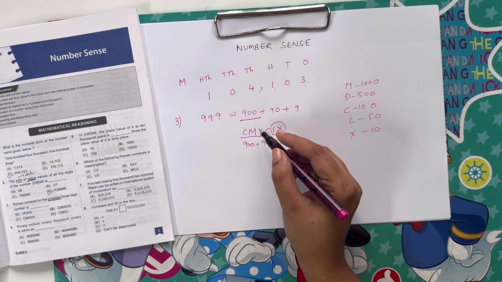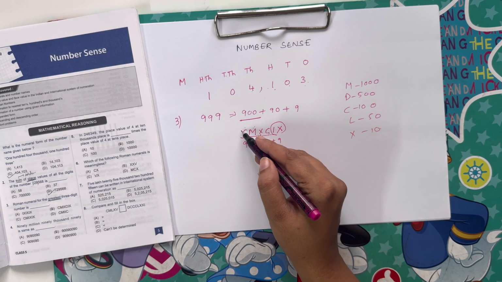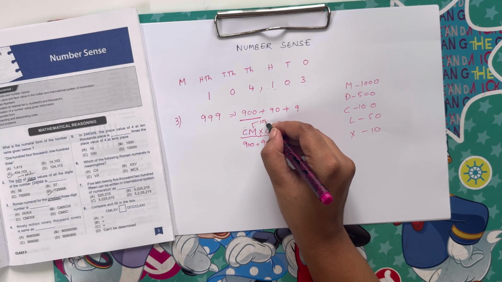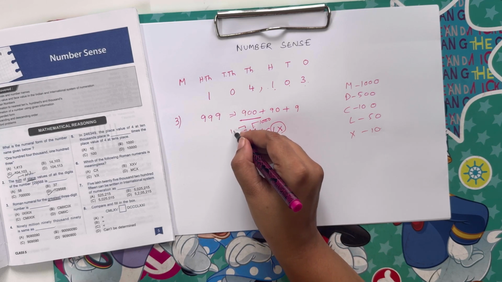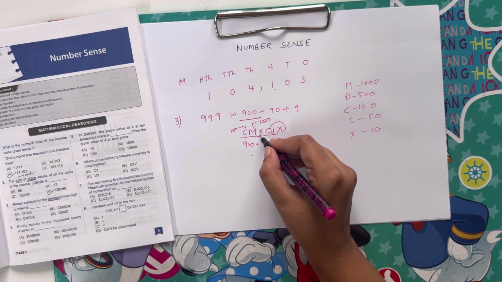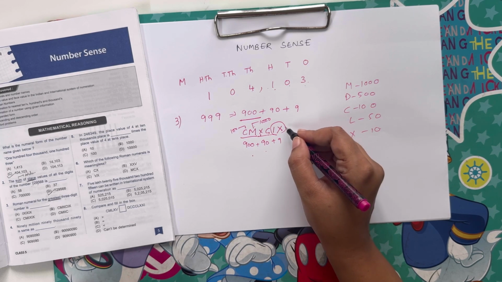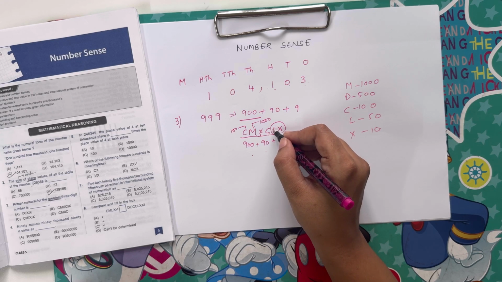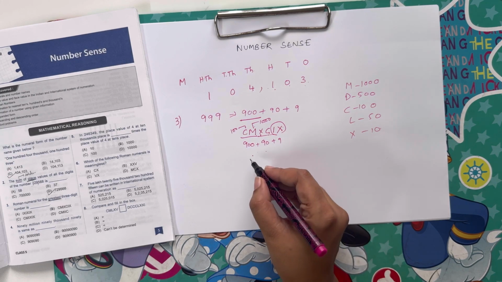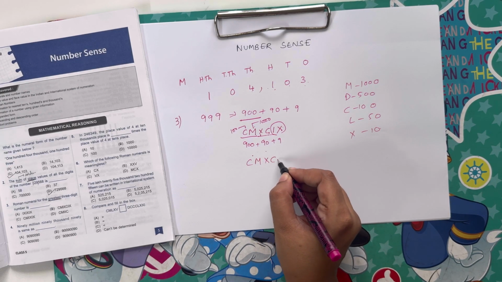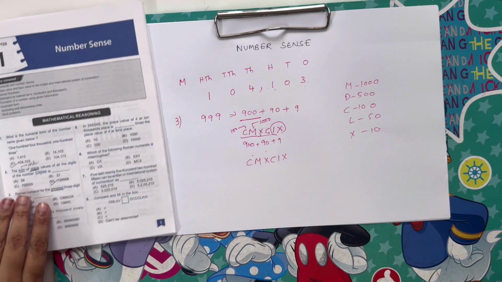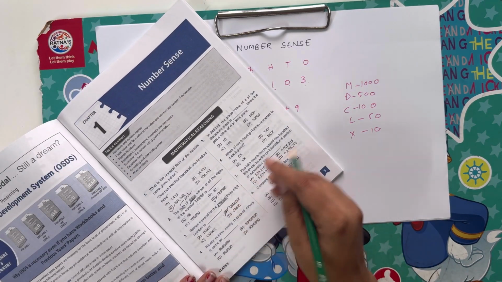See, when you have a greater number prior, that means you need to subtract from the previous number. So M is 1000, C is 100. So 1000 minus 100 is 900, C is 100, X is 10. So 100 minus 10 is 90 and X is 10, 10 minus 1 is 9. So 999 we need to represent as CMXCIX. So option B is the right answer for this question number 3.